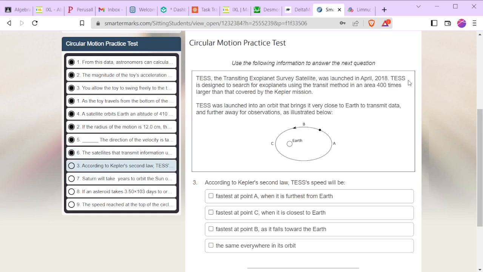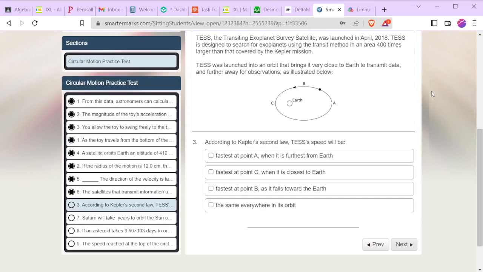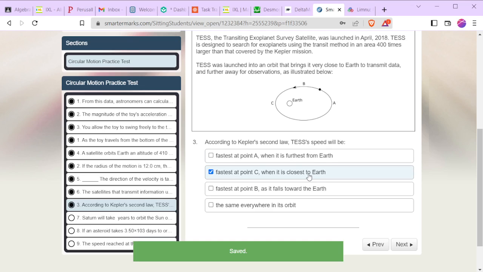So TESS, the Transiting Exoplanet Survey Satellite, was launched in April 2018. It's designed to search for exoplanets in a transit method in an area 400 times larger than that covered by the Kepler mission. So according to Kepler's second law, TESS's speed will be fastest where it's closest to Earth. So fastest at point C, when it's closest to Earth.